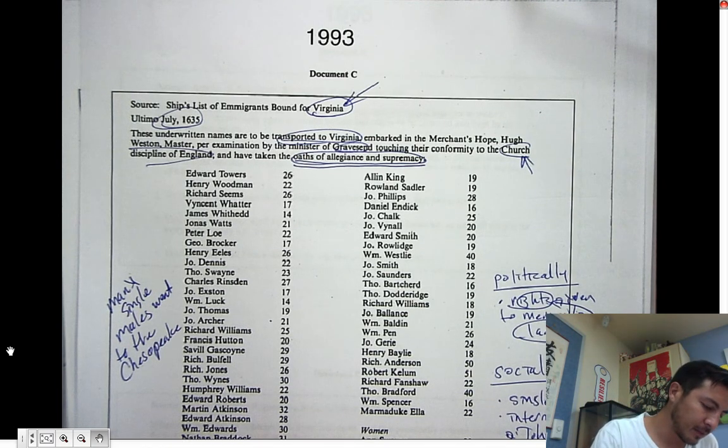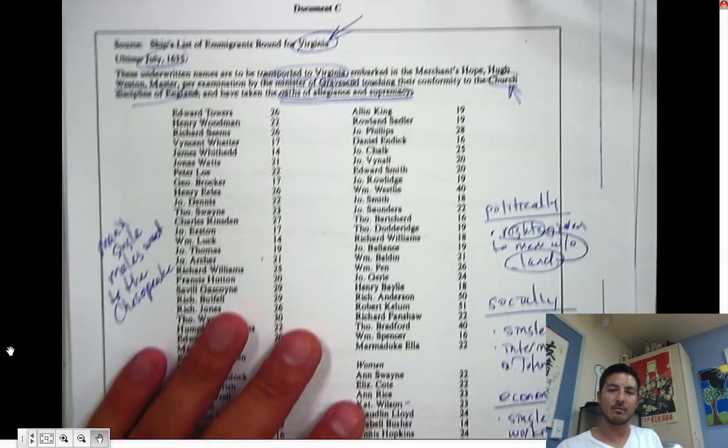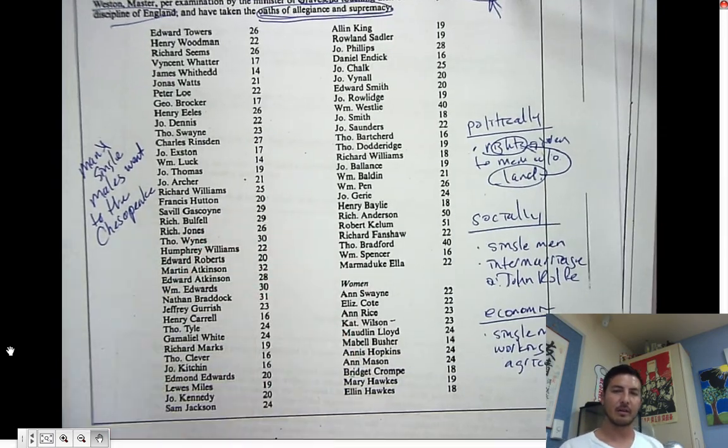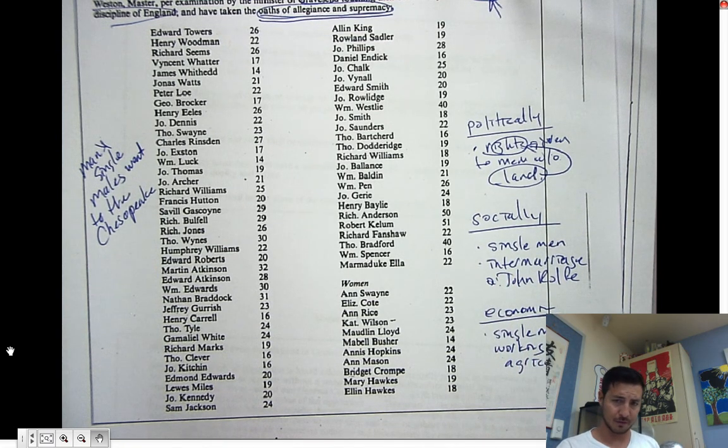Economically, we're going to see single males working, and I'm going to say an agricultural lifestyle. Okay, their focus on making money is through agriculture. Oh, sorry about that again. There you go. Economic, socially. Go back here. Single men, they're intermarriage. Example, that would be John Rolfe. Economic, single males were working in agriculture.